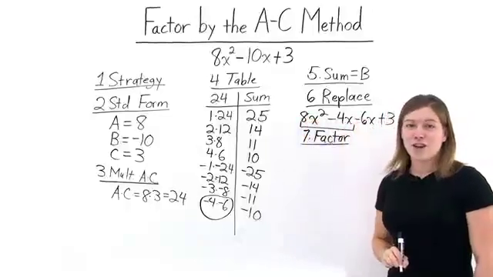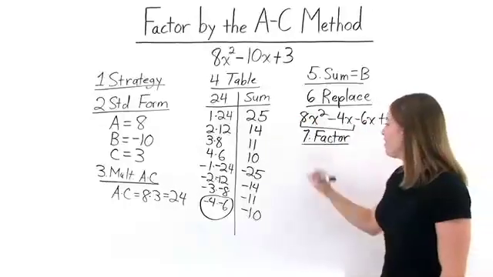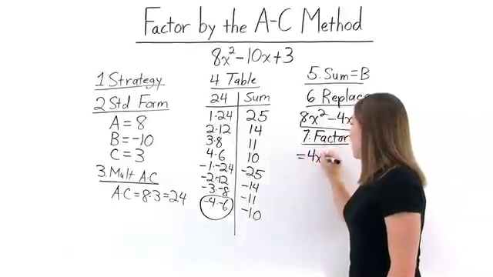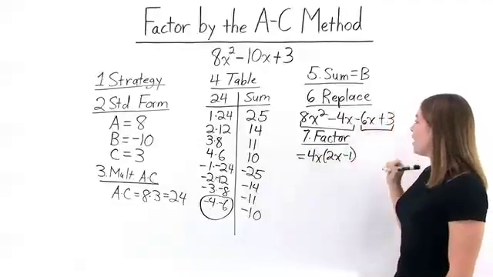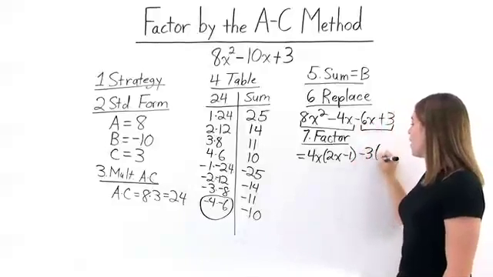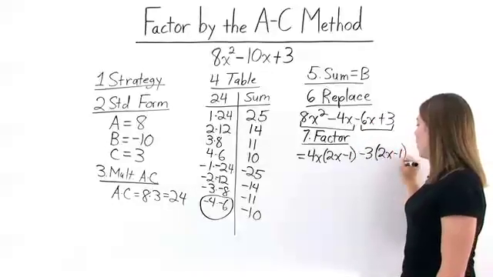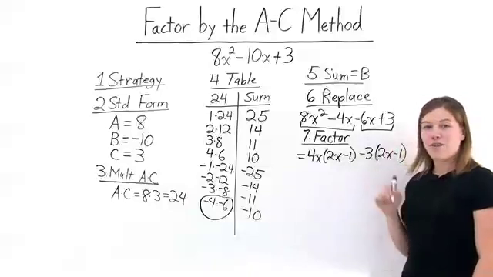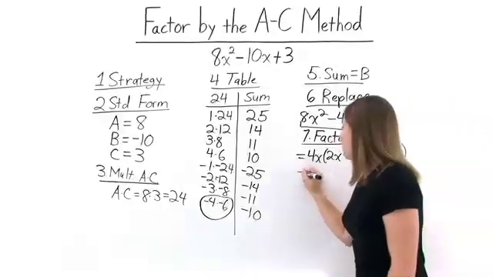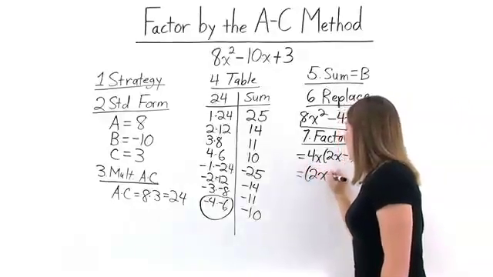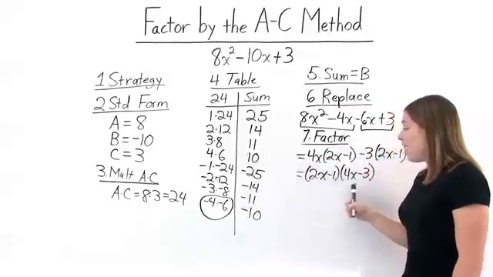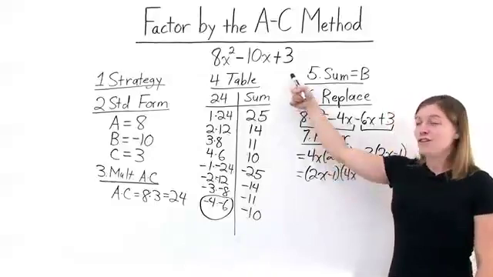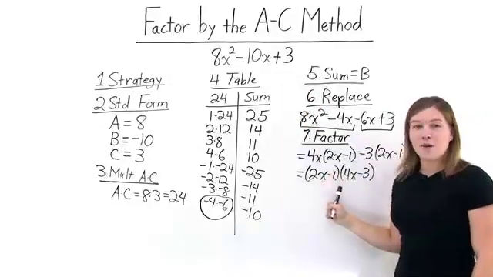We'll take these 2 terms and factor out a common factor. So we factor out a 4x, and we get 2x minus 1. Then take our second 2 terms and factor out a minus 3. We get 2x minus 1. Now we take our common factors 2x minus 1 and factor those out. We get 2x minus 1 times 4x minus 3. This is our answer. If we factor this trinomial, these are the binomials that we get.